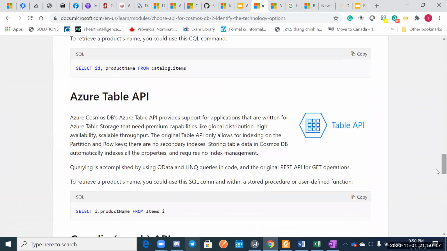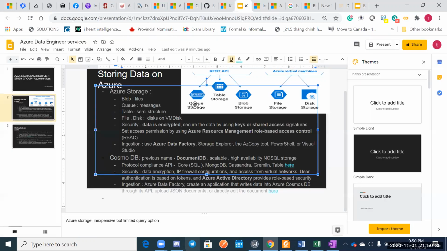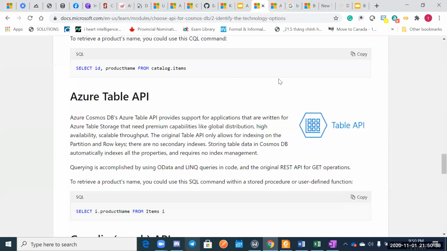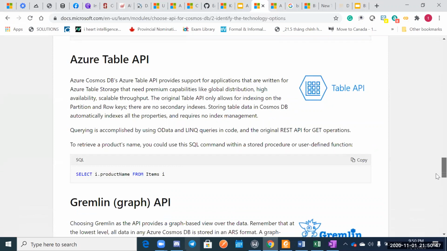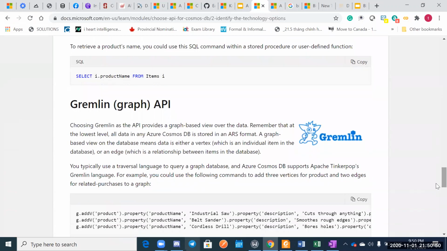Okay, so Azure Table API provides support for applications that are written for Azure Table Storage. Remember again, Azure Table Storage belongs to Azure Storage, and there are three Azure Storage types: blob, queue, and table. Remember this picture, right? Blob, queue, and table. So Table API gives support for applications that are written for table storage. Gremlin graph again, is the low level, all data in CosmosDB, and it's stored in ARS format.